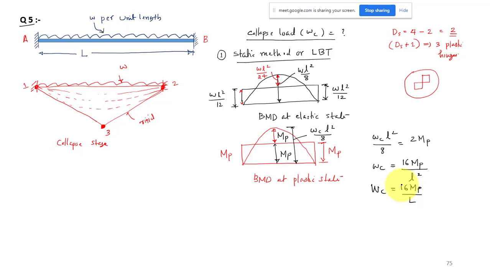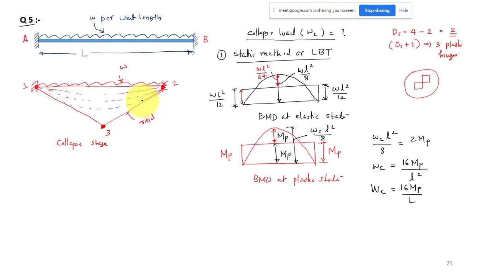Because we are analyzing our beam at the plastic state, we have to take all the three peak moments equal to MB. That does not mean that all the three hinges will be forming simultaneously. It will not be like that. The first two hinges will be forming at the two supports, then we will increase the loading further, and only then our third hinge will be forming.